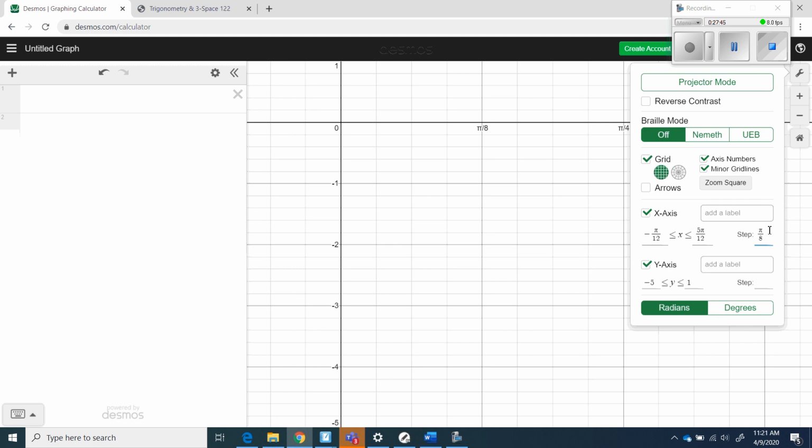Why is that not working? Axis. Y-axis. Oh, I see what it's doing. I wonder if I change this.